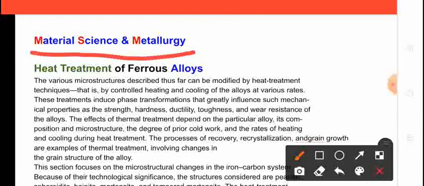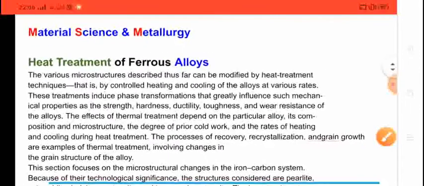So the most important topic of material science and metallurgy is heat treatment of ferrous alloy. Also, heat treatment is one of the most important things in mechanical engineering. So let's see what heat treatment is and how this heat treatment is carried out. Heat treatment of ferrous alloy.